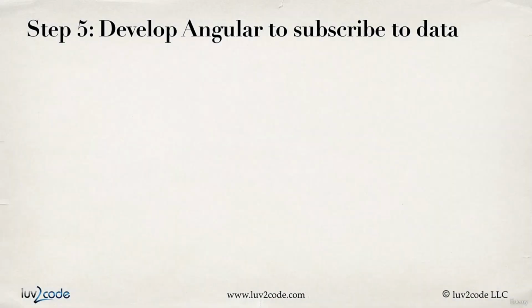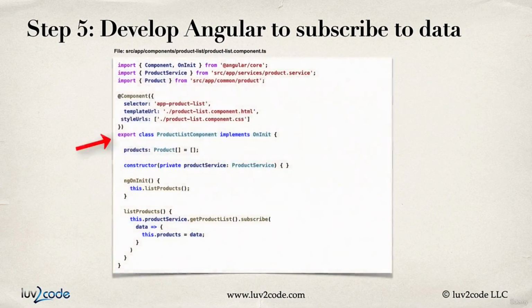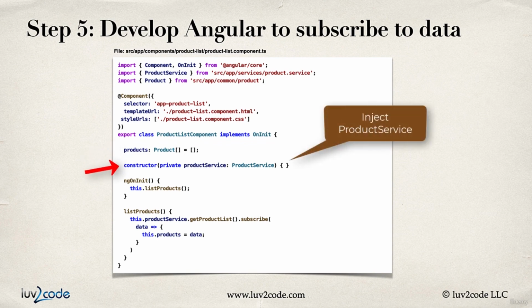Alrighty, so we're in step 5 of developing the Angular code to subscribe to data. So we have our class ProductListComponent. We have a field here for products, our product array. We have this constructor that also has a dependency on ProductService. So that is injected by making use of the private productService. This constructor allows us to inject that given component.